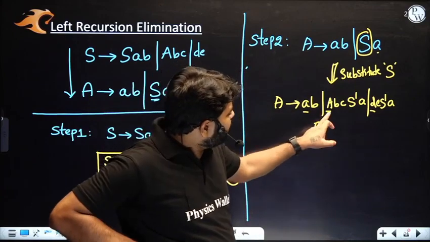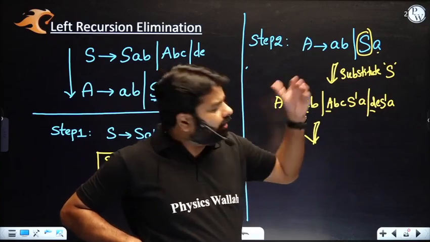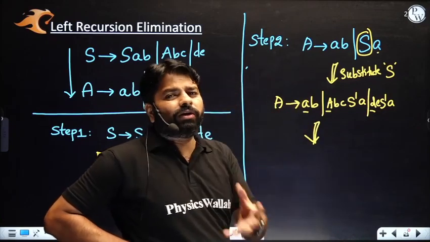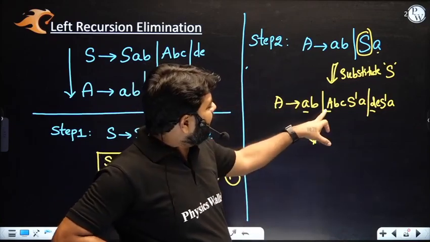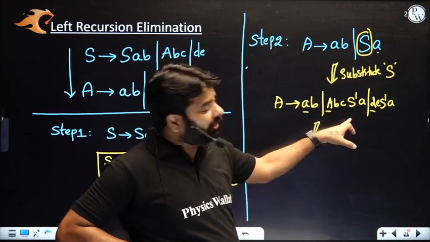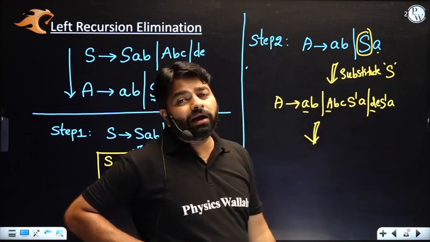Then if you don't see any capital A in the first position, no need to eliminate. Elimination is required when you have the recursion, right? Here direct left recursion is there, that's why we are eliminating. So these two are non-left recursive terms.